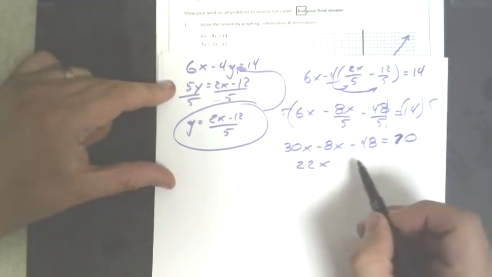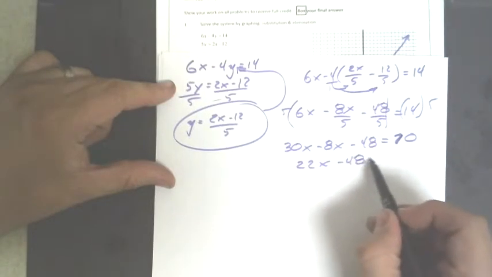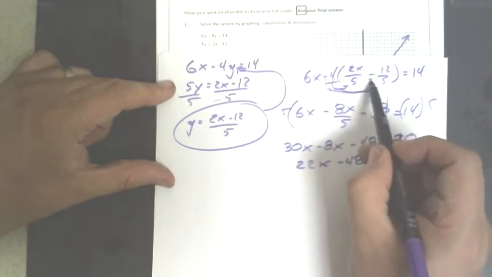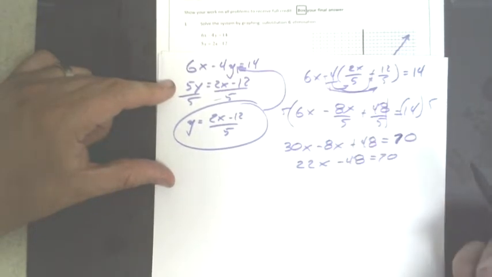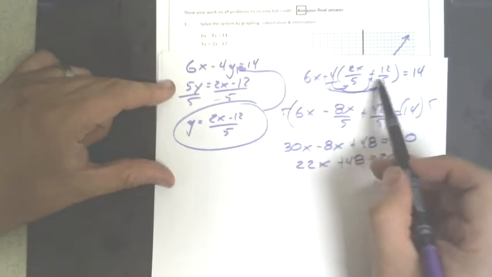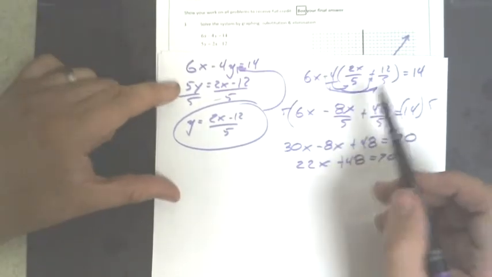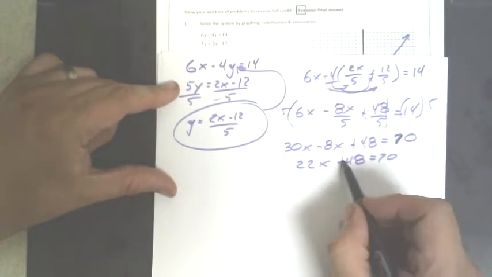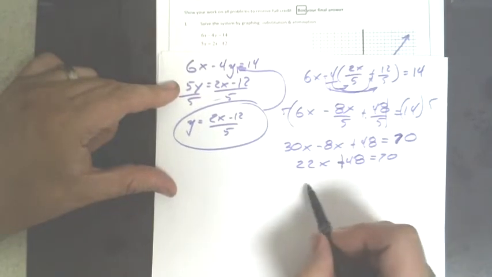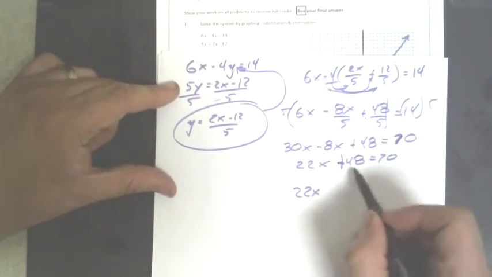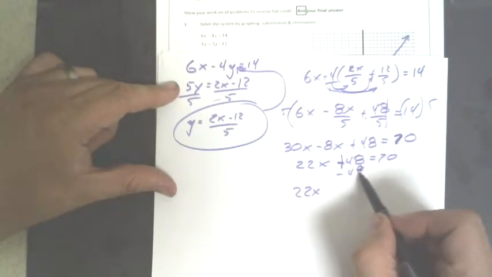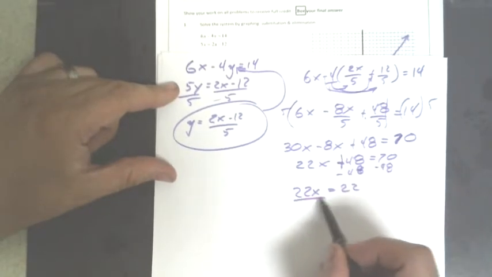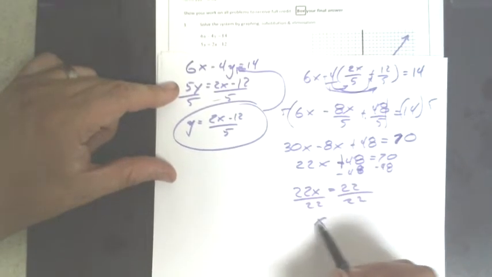So we get 22x minus 48 equals 70. Oh, I forgot to distribute this negative. I should make that positive, and that positive, and that positive. Careful about that. Negative 4 times the negative makes that a positive. Glad I caught that. Be careful about those things. So 22x, we got to subtract the 48. Subtracting the 48 gives you 22. So divide by 22, and x equals 1.